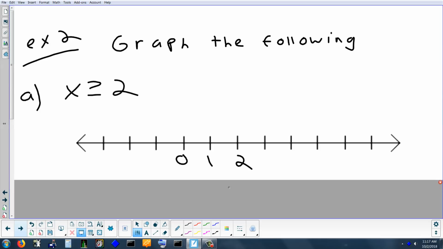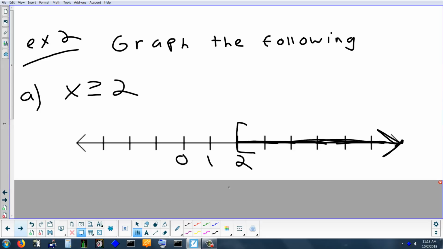All right, so I got to decide what kind of symbol I would put on the 2. Emily, would this be a bracket or parenthesis? Bracket. Yep, and now because I could open my bracket and have it facing right or left, which way should my bracket face? Because that's the direction I'm going to shade. To the right. So we're going to put a bracket on 2 and shade everything to the right. Any questions on that one?